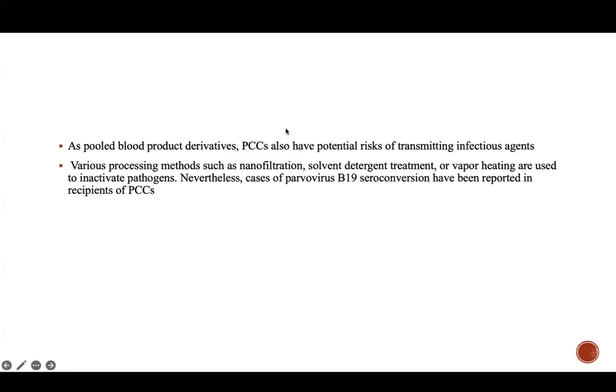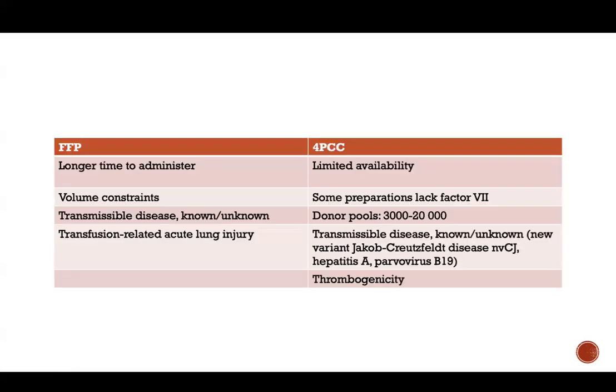Another limitation of prothrombin complex concentrate is that it has a potential risk of transmitting infectious agents. Even though we use various processing methods such as nanofiltration or vapor heating, there have been reported cases of parvovirus B19 seroconversion in recipients of prothrombin complex concentrates.